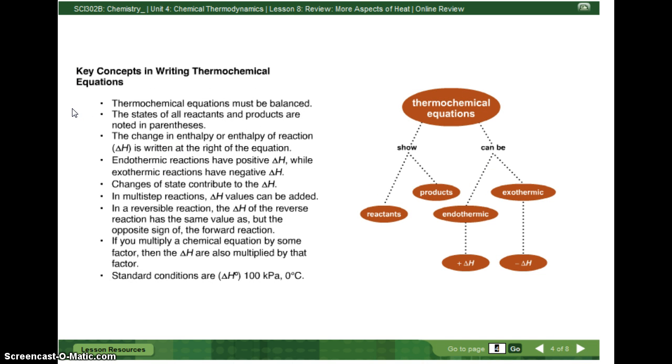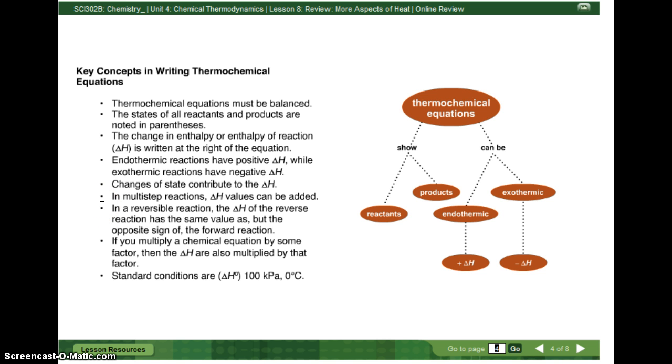Key concepts in writing thermochemical equations. Thermochemical equations must be balanced. The states of all reactants and products are noted in parentheses. The change in enthalpy, or enthalpy of reaction, delta H, is written at the right of the equation. Endothermic reactions have a positive delta H, while exothermic reactions have a negative delta H. Changes in state contribute to the delta H. In multi-step reactions, delta H values can be added.